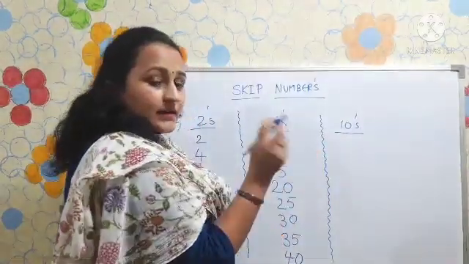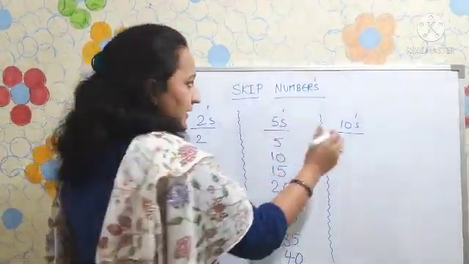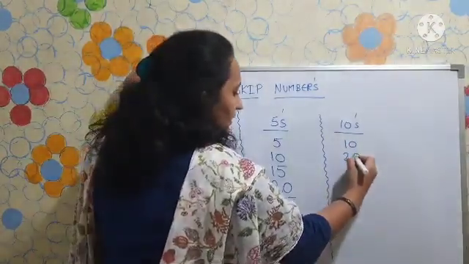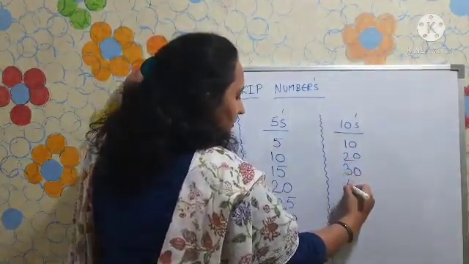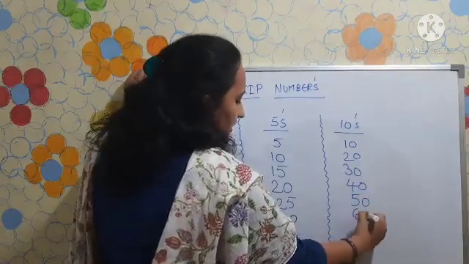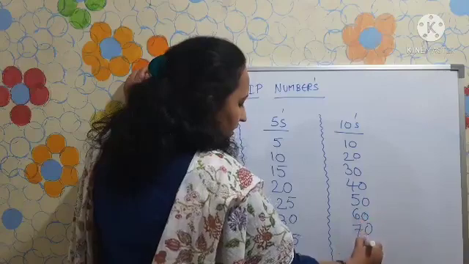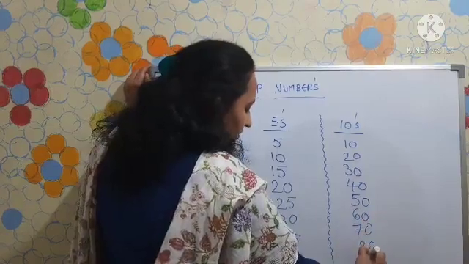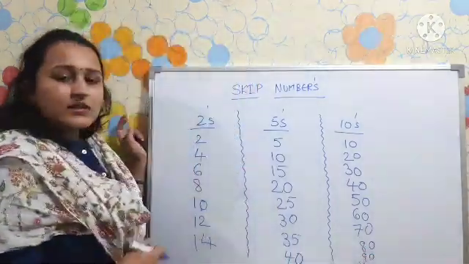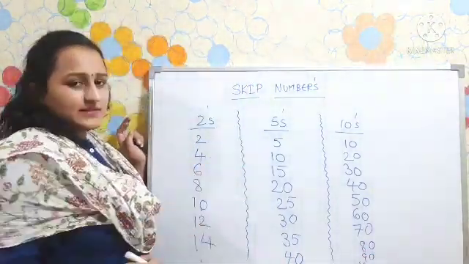Tens. Let us write skipped numbers of tens. 10, 20, 30, 40, 50, 60, 70, 80, 90 and 100. All these are skipped numbers of tens.